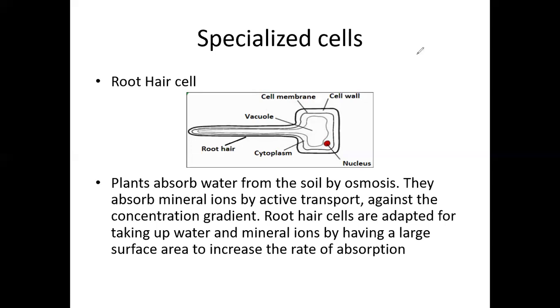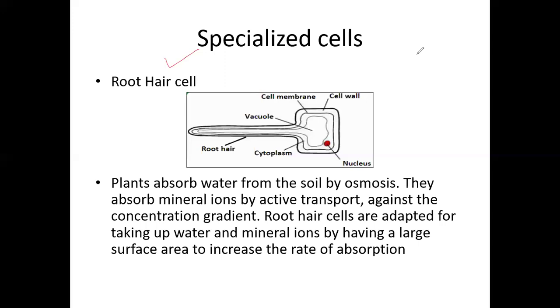There are different types of specialized cells which are present in plants and animals because they have to perform specific functions which are not possible without them. So these specialized cells are, first of all, I would like to go with the plants. They are root hair cells. You can see, students, the root hair cells.